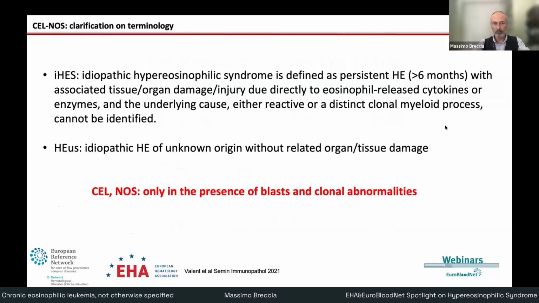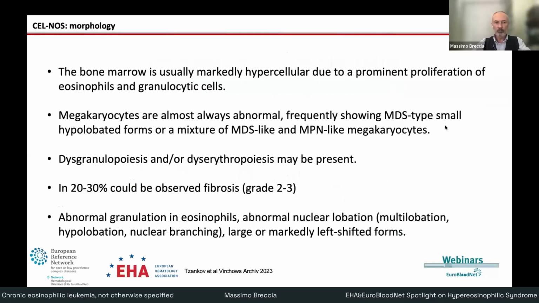clonal abnormalities. So the bone marrow is usually hypercellular, with also granulocytic cells, but the most important finding is the dysplasia in megakaryocytes, usually of MDS type, so very small and hypolobated, but also as a possible mixture of MDS and MPN-like. We can also detect dysgranulopoiesis and dyserythropoiesis. Bone marrow biopsy could also detect fibrosis grade 2 to 3 in 20 to 30% of the patients.